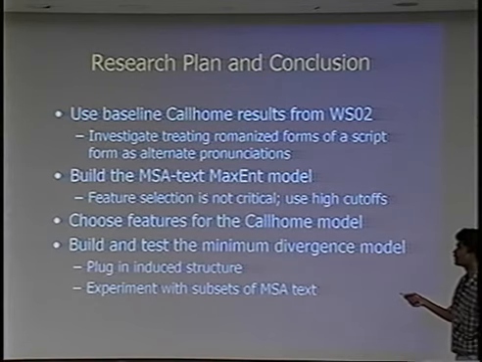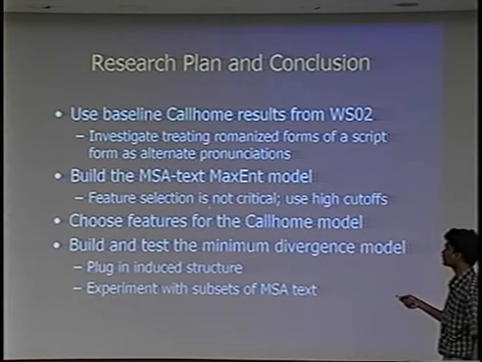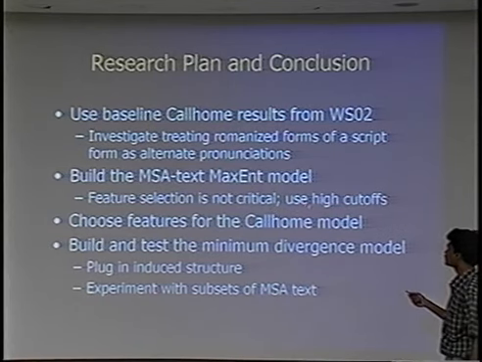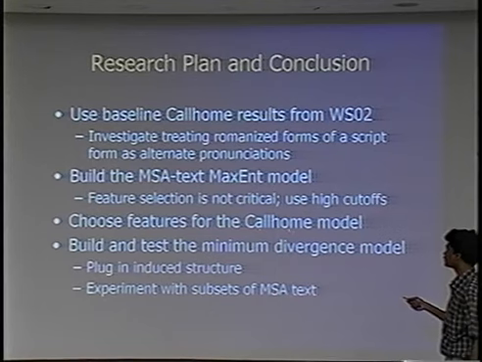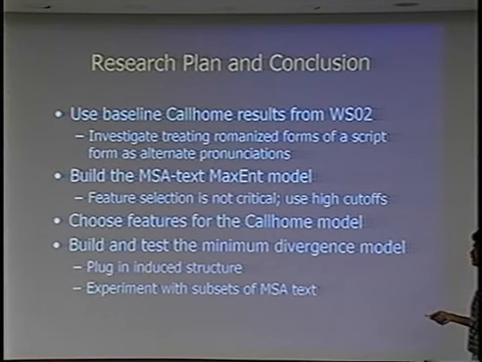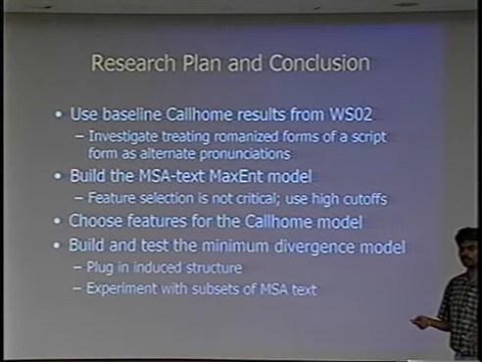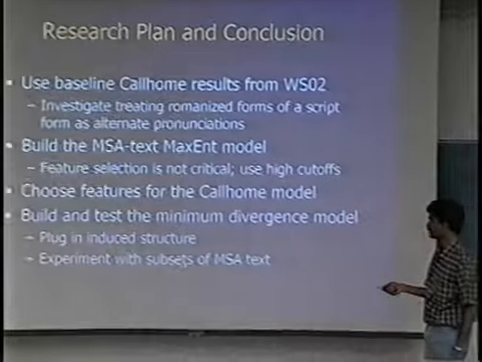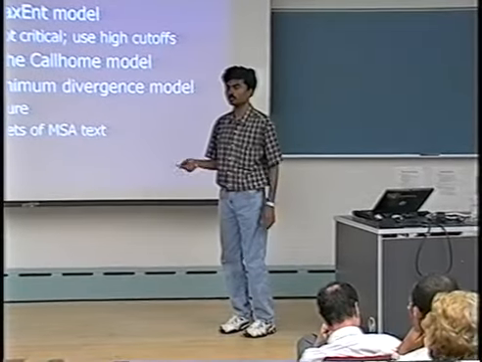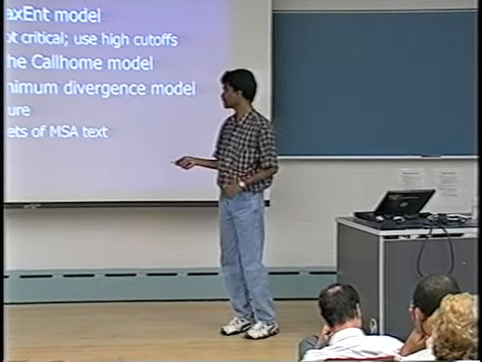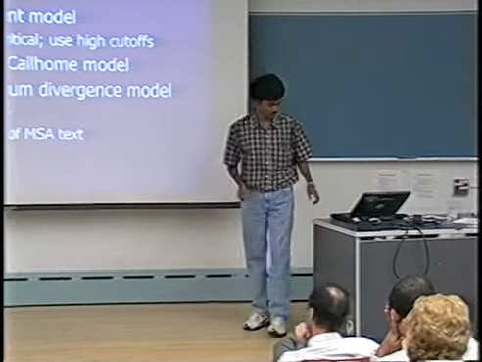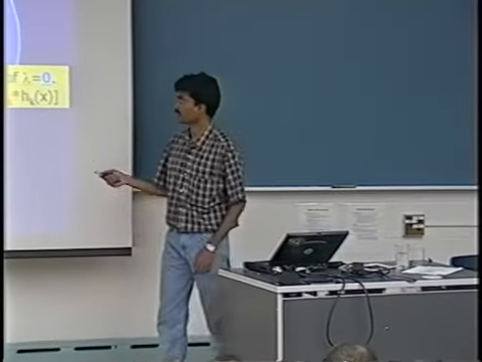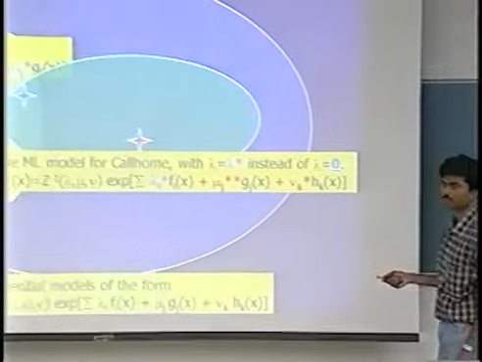Next, we'll build a maximum entropy model for MSA text, and we'll do the feature selection by using thresholding techniques. After building this model, we can build a minimum divergence model for column, and we can do something extra. If we can come up with a new learned structure, we can use that in our model. Similarly, we don't need to use the whole of MSA text. We can use only those portions of MSA text which are similar to the column data. So in a nutshell, this is what I plan to do.